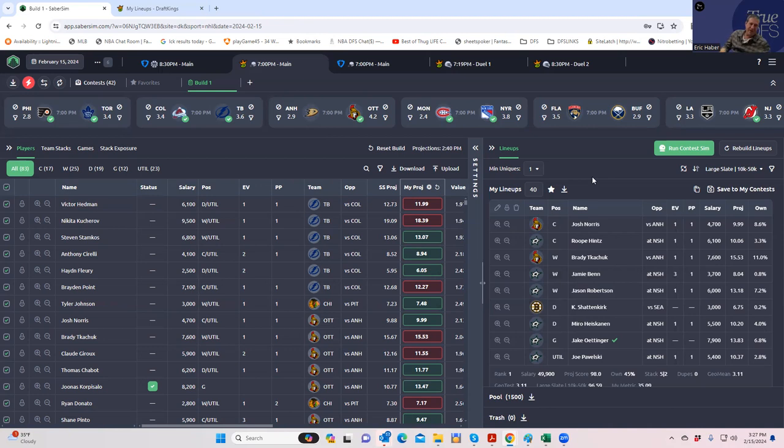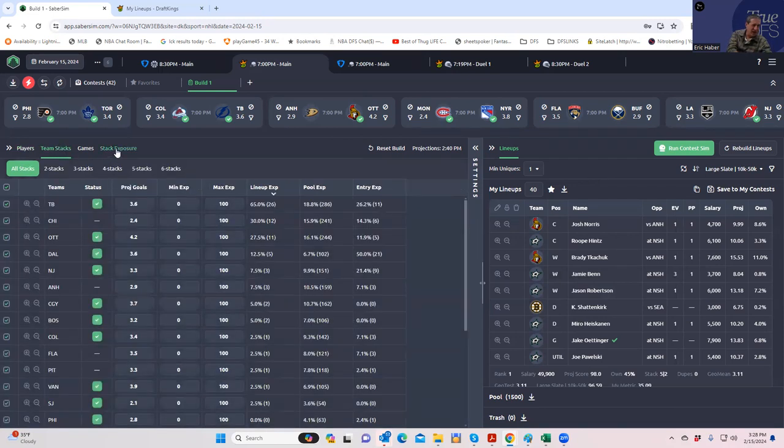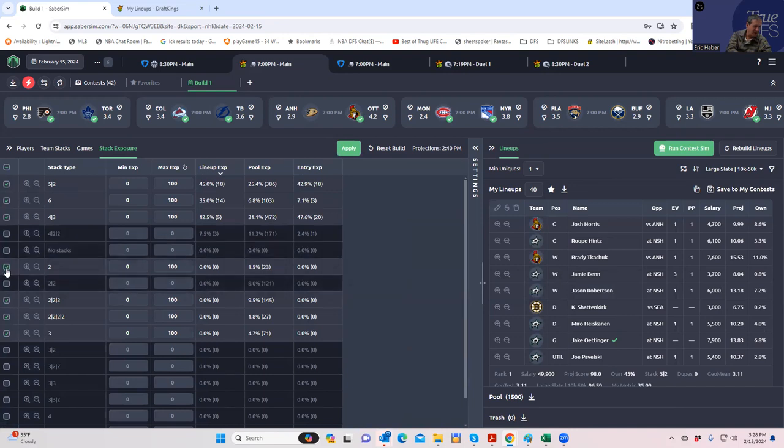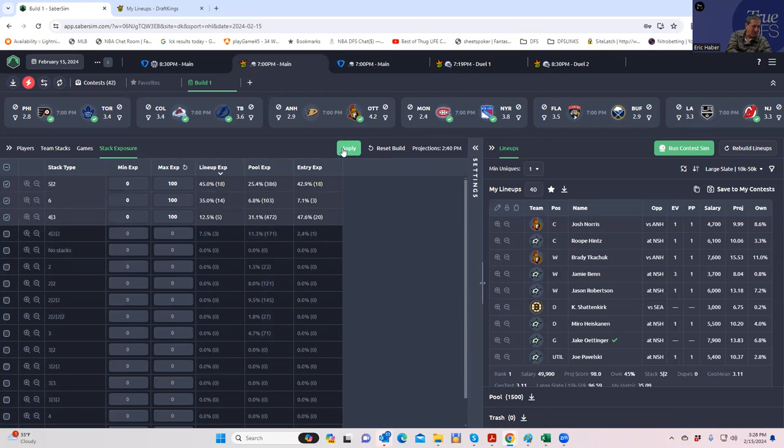What I like to do first is make sure that, especially on a big slate, I don't have exposure to stacks that I don't want. In other words, not what teams, but what types. And I like to limit my exposure to either 5-2s, sixes, or 5 or 4-3s. So just in case, we're just going to X out anything that would be anything but those. Okay. We haven't even looked at what the lineups are, but yeah, may as well.